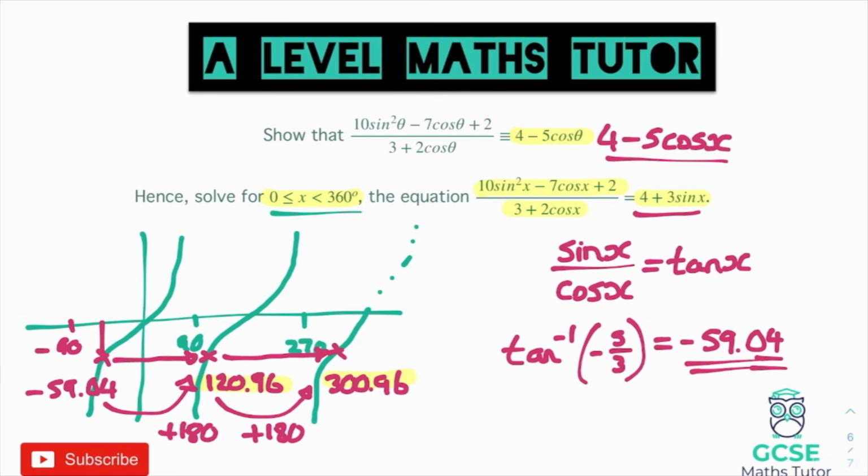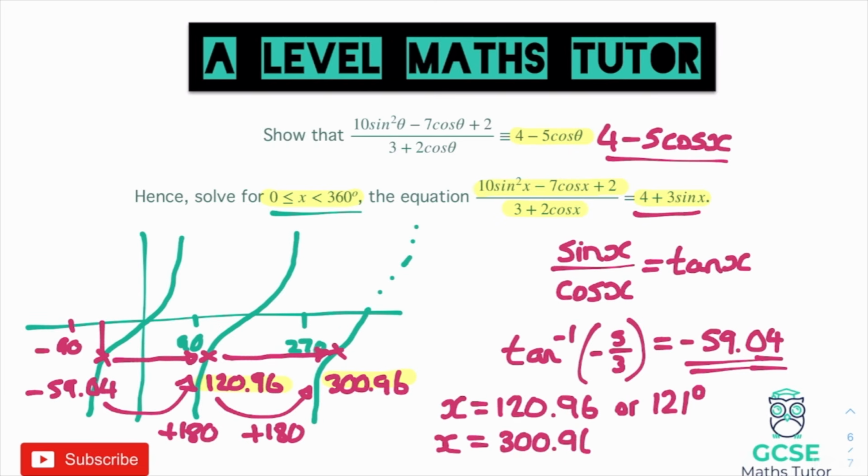Again, we would round that as we see appropriate, so we could say that x is equal to 120.96. Of course, we could write that is equal to, or we could say 121 degrees to the nearest degree. And we also have x is equal to 300.96, or we could write that that is equal to 301 degrees, again just being to the nearest degree there.